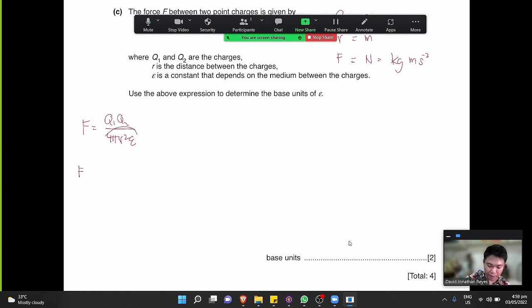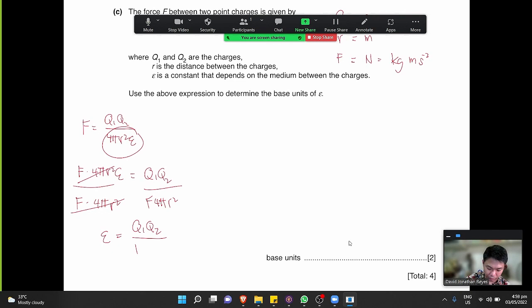Cross multiply the bottom term. 4 pi r squared epsilon equals Q1 Q2. Divide both sides by F 4 pi r squared. Cancel this. And now you have an equation whose subject is epsilon: Q1 Q2 over F 4 pi r squared.